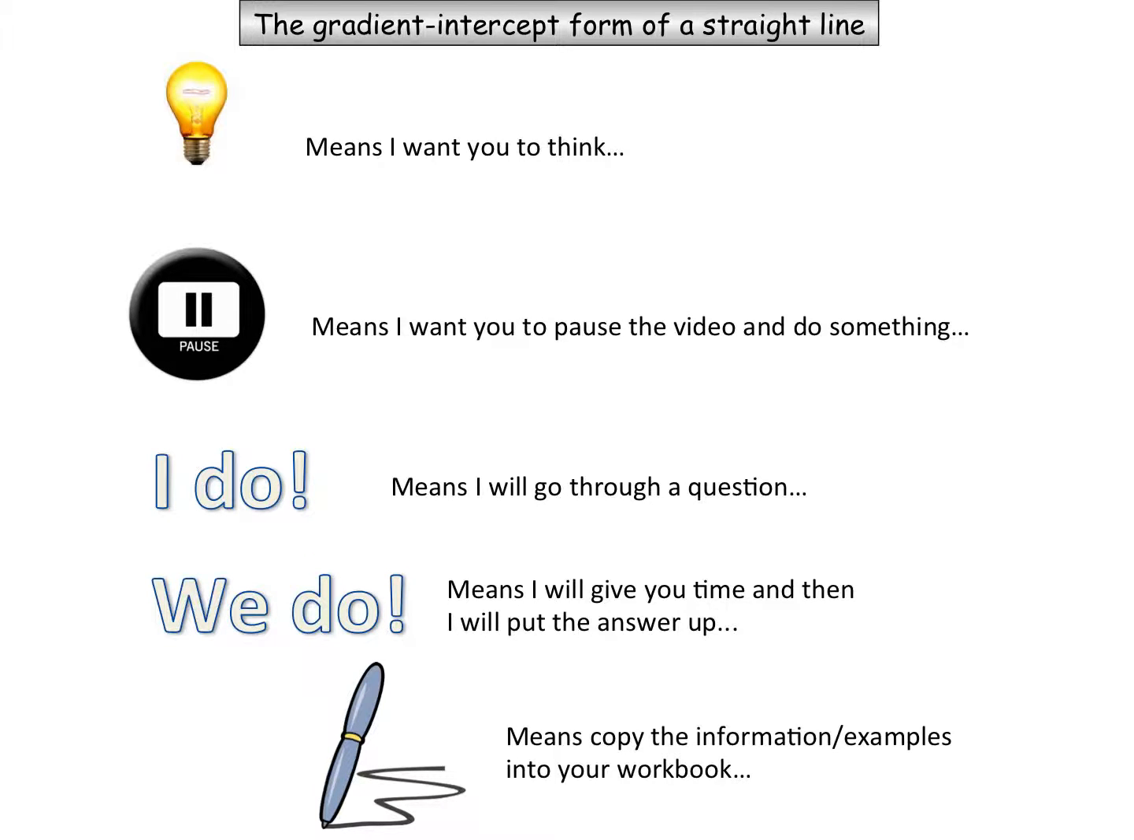Hi guys, and welcome. In this video we'll explore the gradient intercept form of a straight line and have a look at what it looks like in its equation form and what it actually represents with the numbers in terms of the gradient and the intercepts.